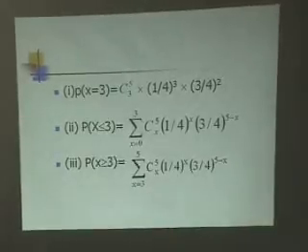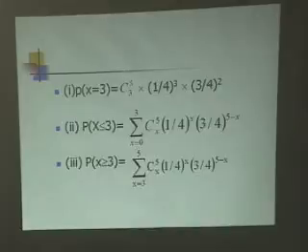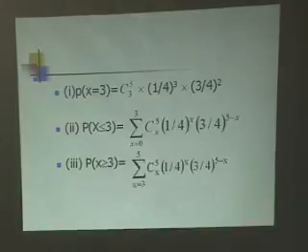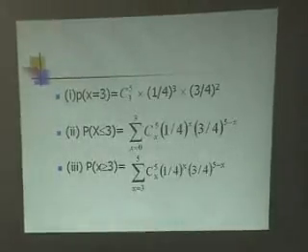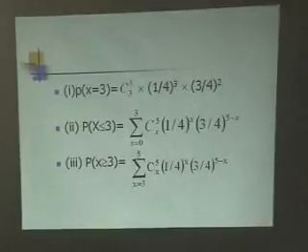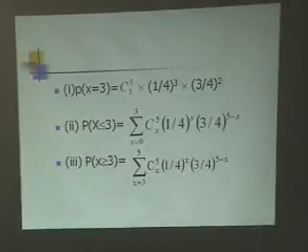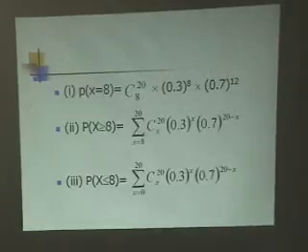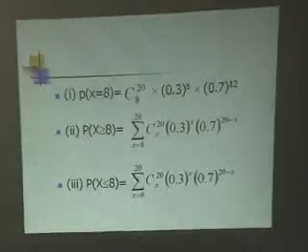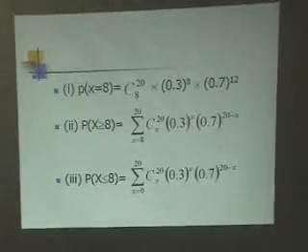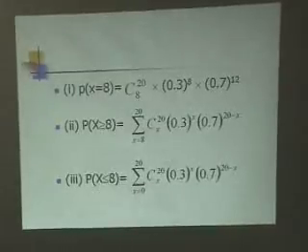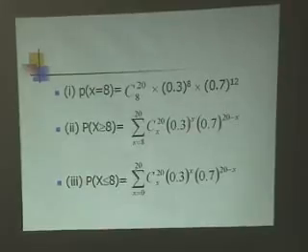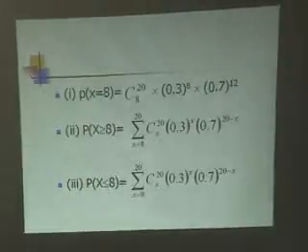Okay, Miss Lai. Exactly, okay? So actually the answer is here, right? Because it's at least 8, you have summation x from 8 to 20, right? And combination 20 x, and 0.3 to the x power, 0.7 to the 20 minus x power, okay?